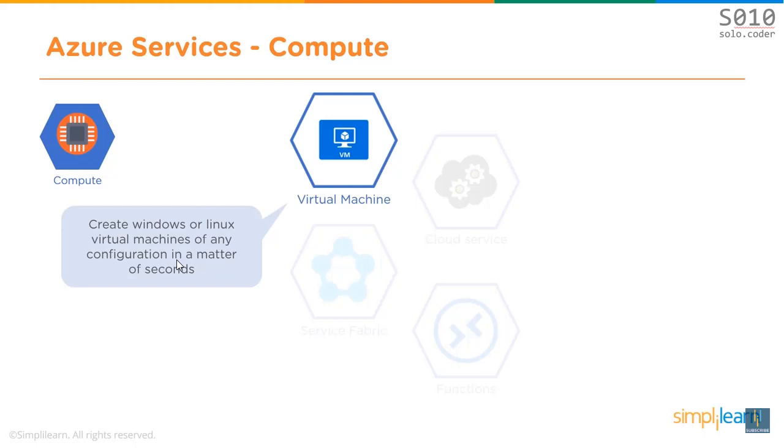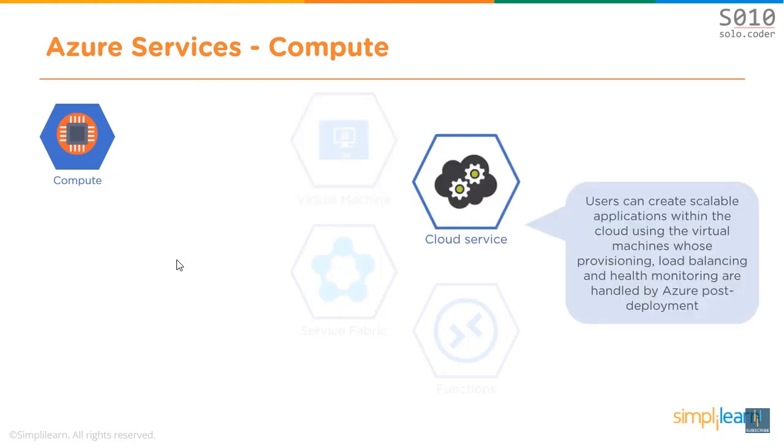It's easily configurable. You can add RAM, you can decrease RAM, you can add storage, remove it. All of it is possible in a matter of seconds. Now let's talk about the second service, cloud service. With this, you can create an application within the cloud, and all of the work after you deploy it, deploying the application, is taken care of by Azure, which includes provisioning the application, load balancing, ensuring that the application is in good health, and all of the other things are handled by Azure.